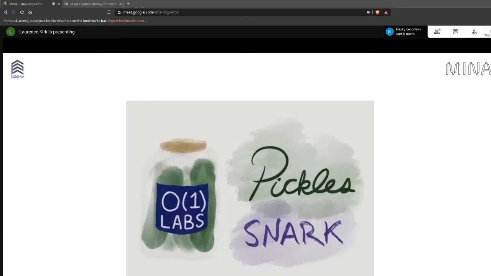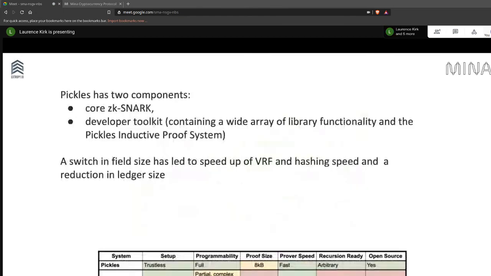Just to have a quick look at Pickles. So Pickles is the technology that is used for producing the ZK SNARKs on Mina. So it is the SNARK itself and all of the cryptography that goes into that. But they also have a developer toolkit as well, which allows you to build on top of this.